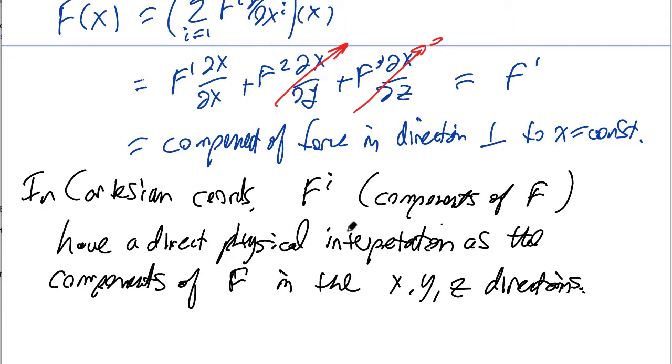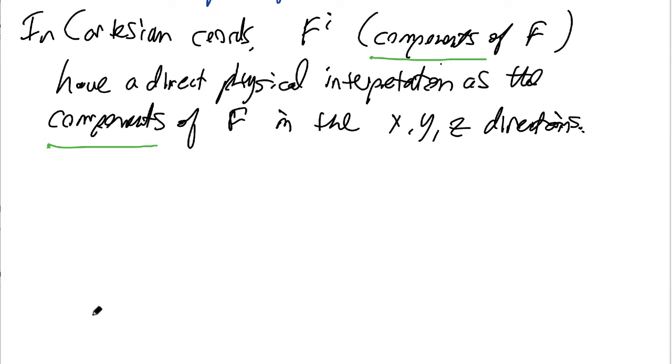You might notice that I'm using the term components here in two different ways, so this is kind of a funny statement. Here, by components of f, I mean the coefficients of f when we expand f as a linear combination of basis vectors, d by dx, d by dy, and d by dz. And here the term components means the physical part of f that's in the associated direction. You should note that in other coordinate systems, for example, spherical coordinates, this statement doesn't hold true.